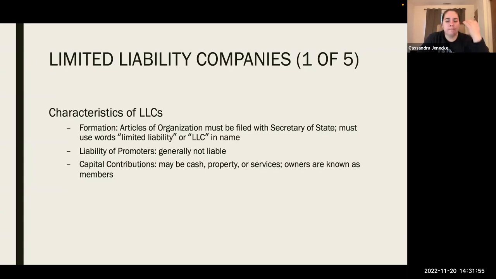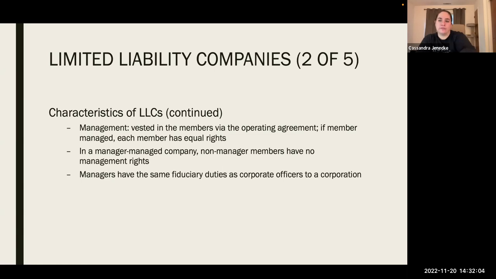And as I mentioned just now, the owners in an LLC are members of the LLC. It's like the members only club. Some of you are probably too young to know what that's a reference to, but that's fine.